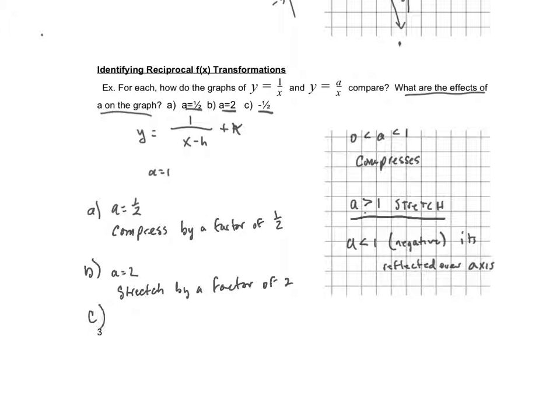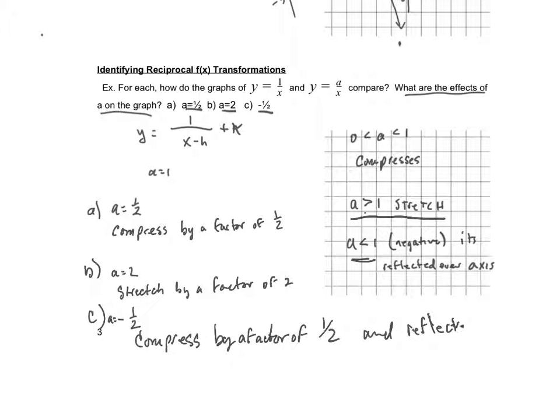And then c, negative a is equal to negative 1/2. Well, it is going to compress it. That still happens. Compressed by a factor of 1/2 and reflected, because we have a negative, reflected. There you go. So those are the effects that we have just by understanding those values that we've repeated over and over with the different functions.